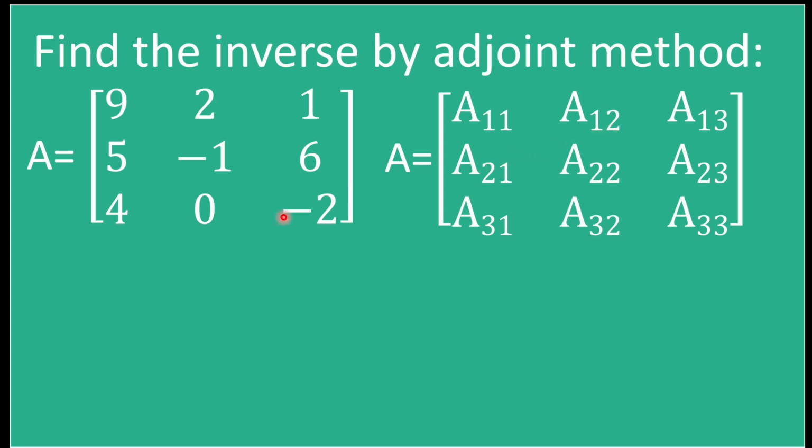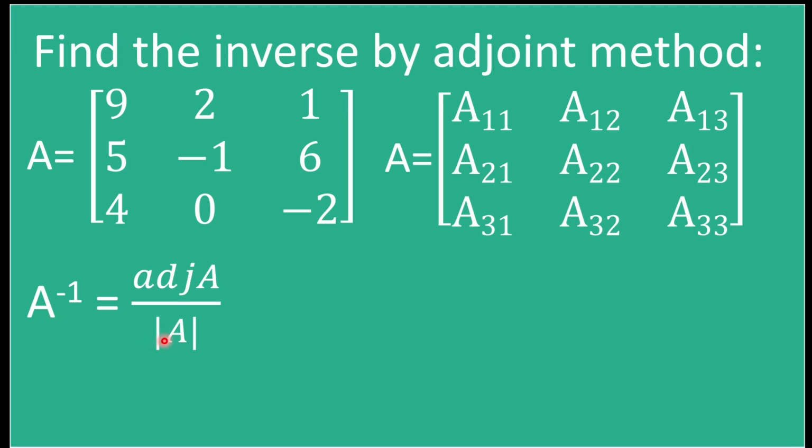So the formula of A inverse is equal to adjoint of A divided by determinant of A. So if we have the values of adjoint of A and determinant of A, then we can find out the inverse of the matrix. So first of all, we will find out adjoint of A and determinant of A, and then we will put these values in this formula.